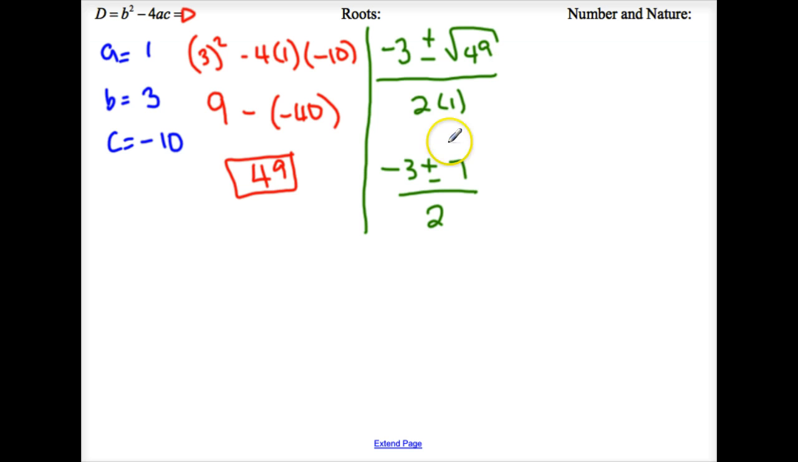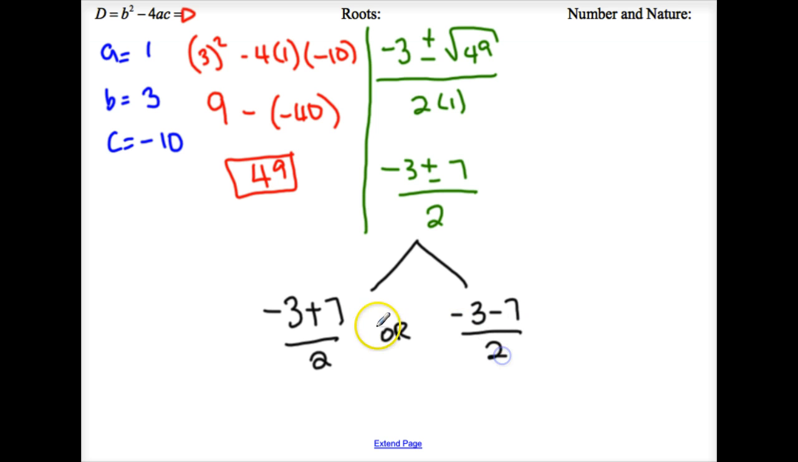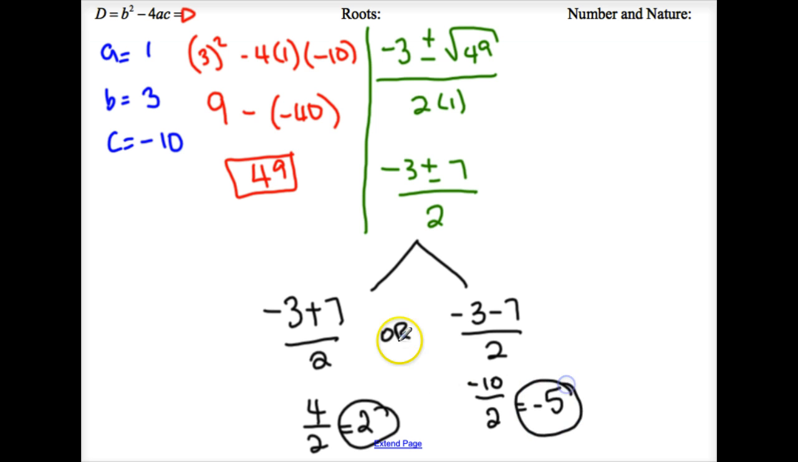Now what can we do? Remember, this is where I branch these off. Minus 3 plus 7 over 2, or minus 3 minus 7 over 2. And if I simplify this, I will get 4 over 2, which is 2, as my final answer. And here I will get negative 10 over 2, which is negative 5. So my roots are 2 and negative 5.